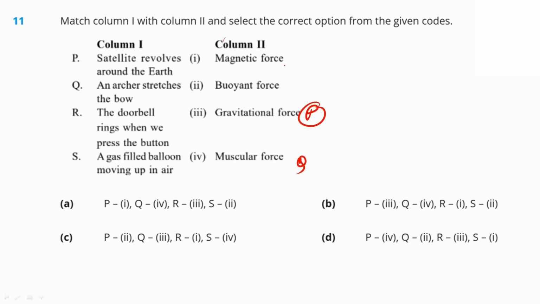So this is magnetic force, and the gas balloon moving up in the air is the buoyant force. So option number B is our right answer. P3, Q4, R1 and S2.